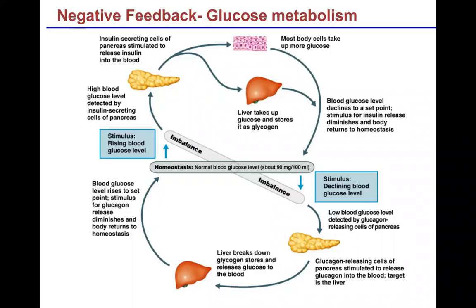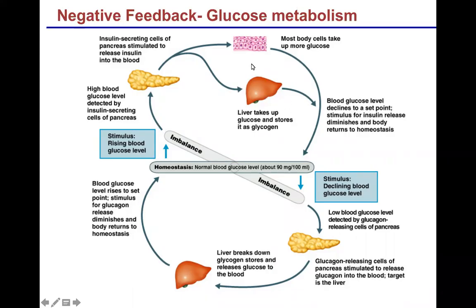So let's understand how glucose metabolism works. The normal blood glucose level is about 90 milligrams per 100 ml of blood. But suppose you have a big donut. Your glucose concentration is going to go high. When this happens, the pancreas starts producing insulin. The insulin takes up glucose and takes it to the liver, where it is converted and stored as glycogen. So glucose is converted into glycogen and stored in the liver.